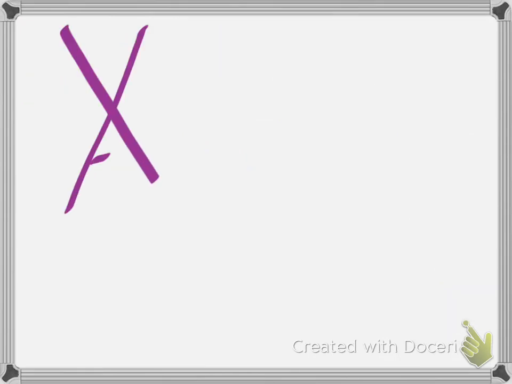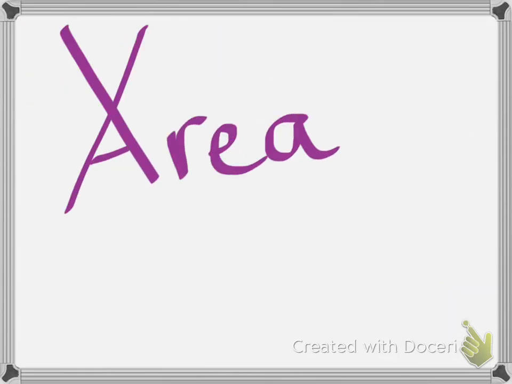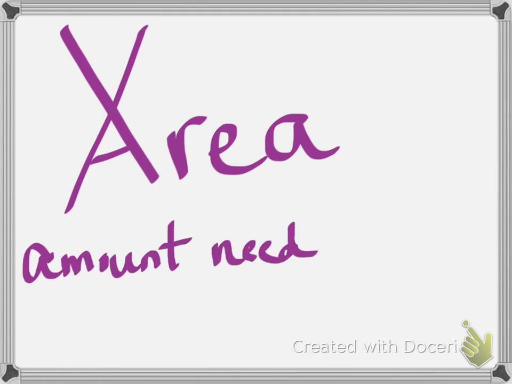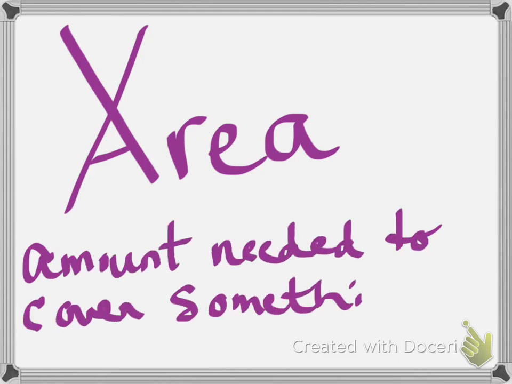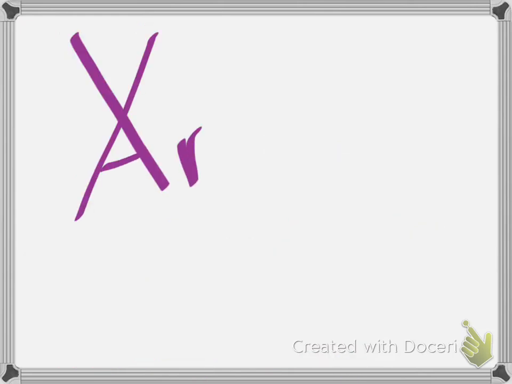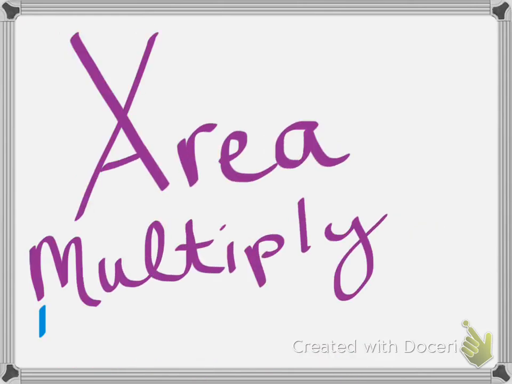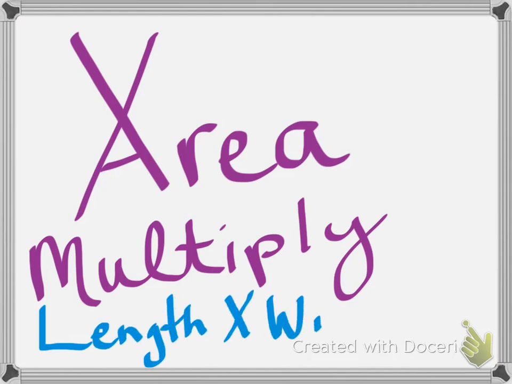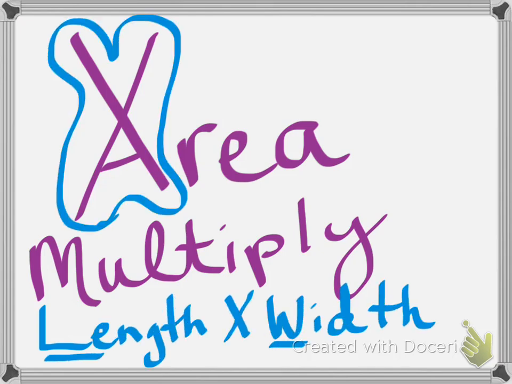Now let's go ahead and talk about area. Area is the amount needed to cover something completely. To calculate the area of an object, we need to multiply length times width. And that's why we take the letter A and turn it into a multiplication sign, to remind us that we need to multiply the length times width when calculating area.